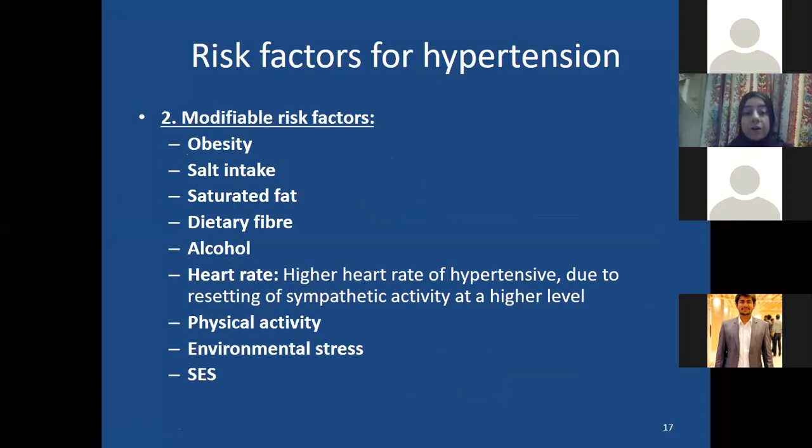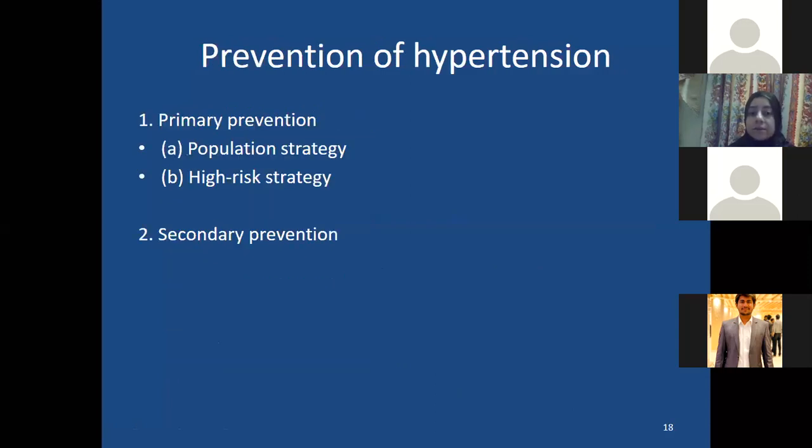A higher heart rate could lead to hypertension due to resetting of sympathetic activity at a higher level. You have physical inactivity or physical activity, you have environmental stresses, and you have socioeconomic status.